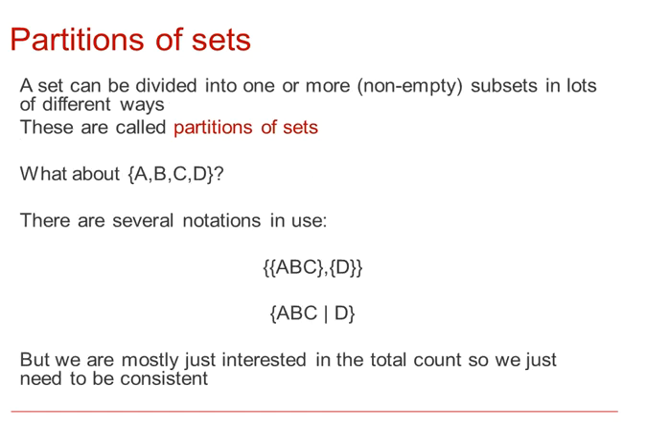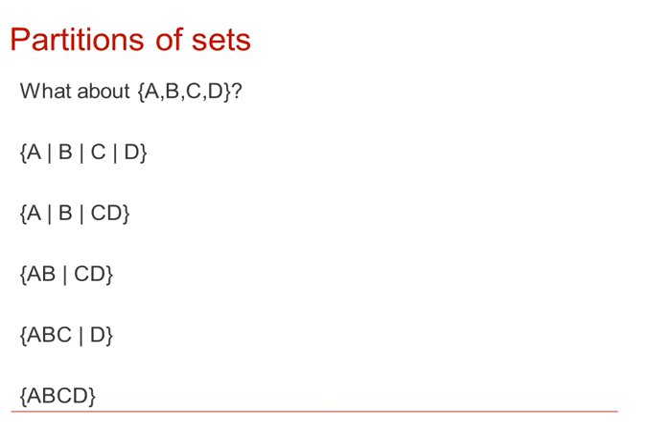When we are partitioning the sets, there are several notations in use, 2 of which are given below. We're mostly just interested in the total count, so we just need to be consistent, and we'll choose the second, slightly simpler notation option. Moving on then to consider the partitions of a set of 4 items. You can see that there are various options. First, that each of the items takes, if you like, a single carriage or is a subset on its own. So A distinct from B, distinct from C, distinct from D.